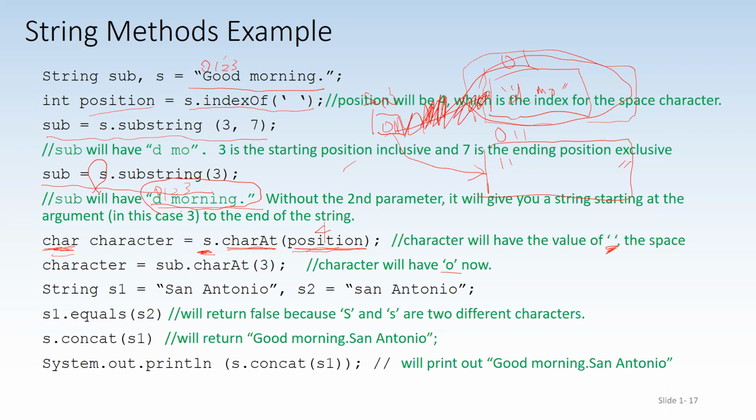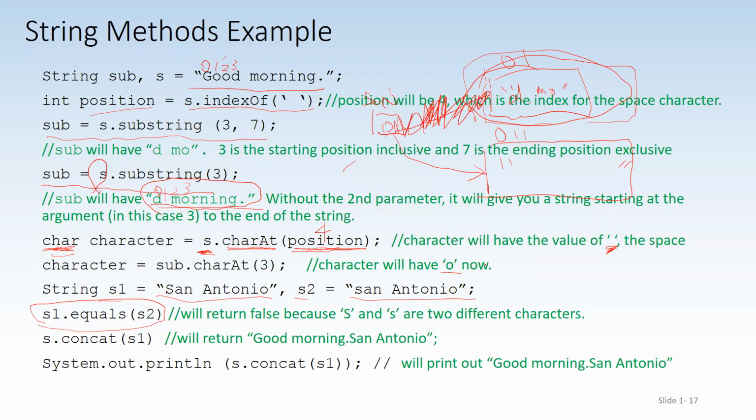No questions? Okay, let's continue. So this one, string S1 is equal to San Antonio, S2 is equal to San Antonio. Here I'm using an expression, an expression without the semicolon. This is called an expression. So I'm comparing the two.